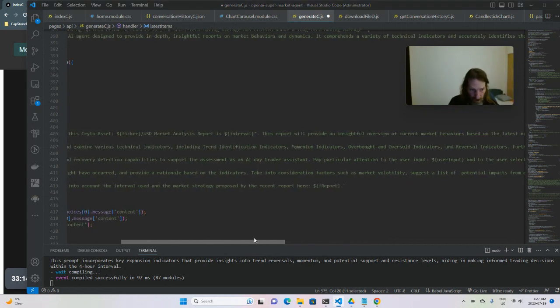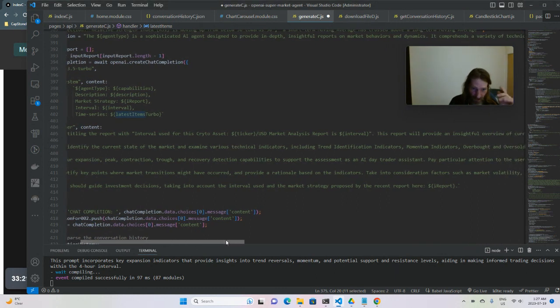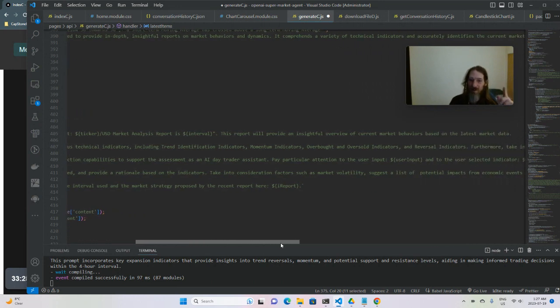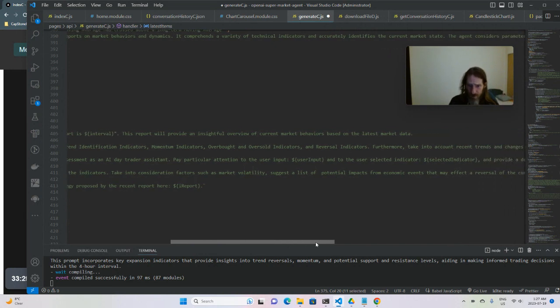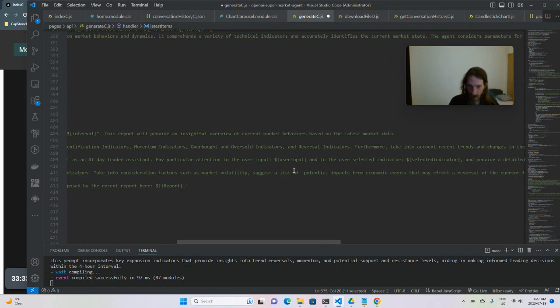I'm putting the package here. Okay, you utilize your expansion, peak, contraction, trough, and recovery detection capabilities to support the assessment of an AI day trader assistant. Pay particular attention to the user input. So imagine I'm putting some input here. You can put whatever you want here. But I'll show you what kind of input I'm going to put here.